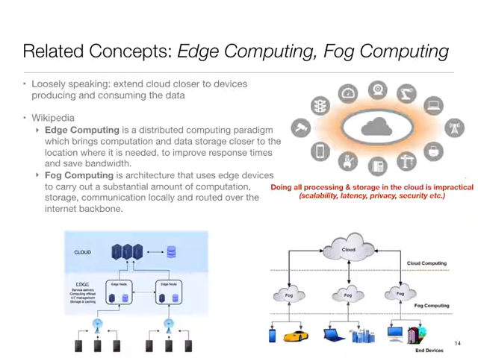So fog computing, they define as an architecture that uses edge devices to carry out a substantial amount of computation, storage, and communication locally and routed over the internet backbone. So this one is saying, let's take the same thing as we have in cloud computing and push it out to the edge, and this is essentially trying to say the same thing.